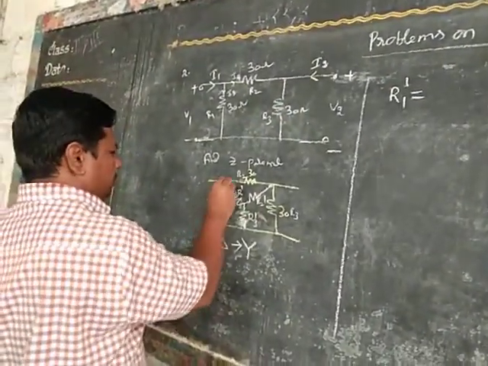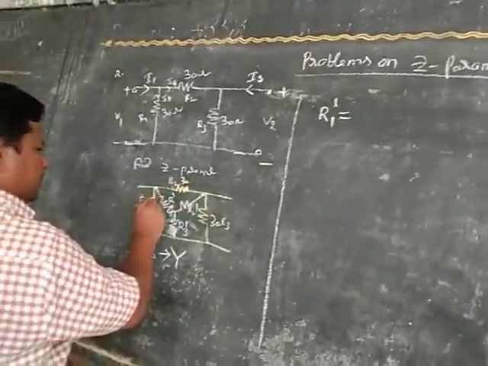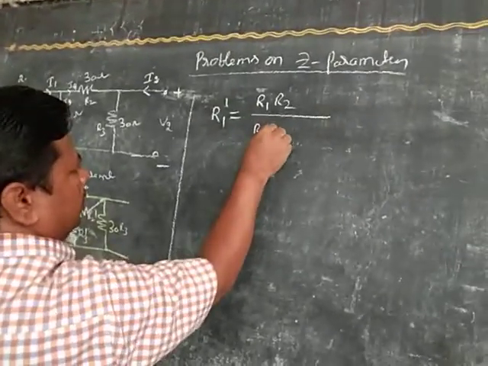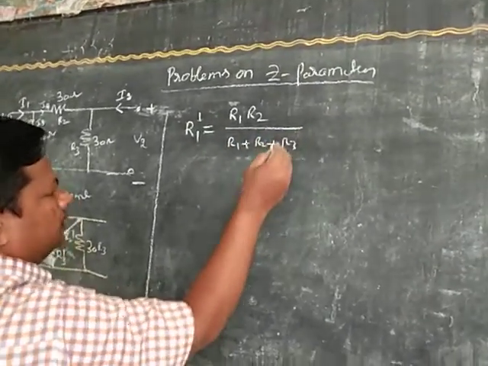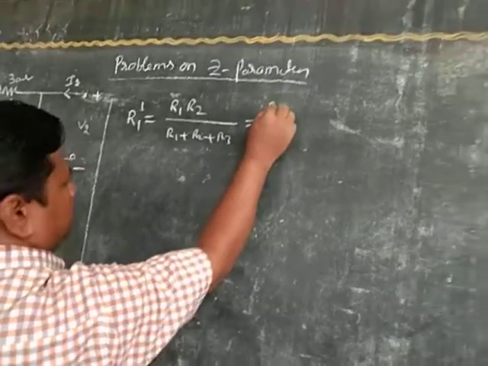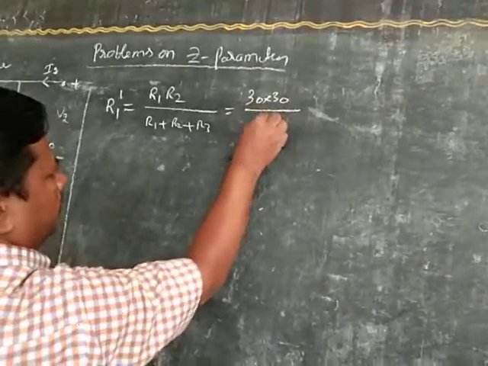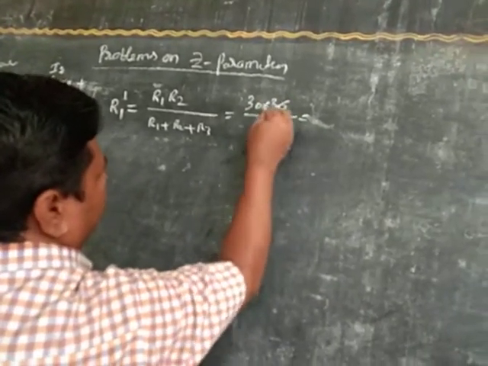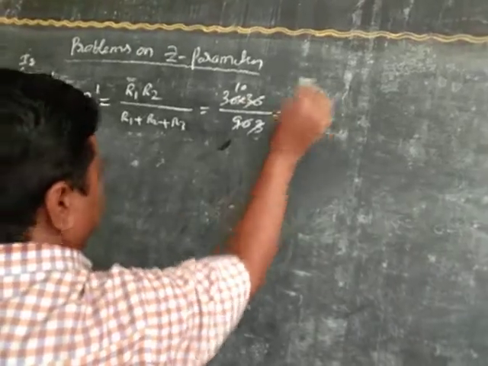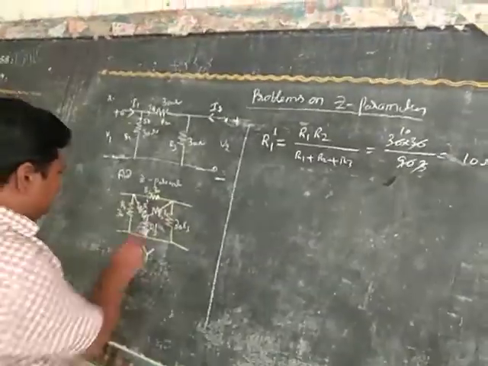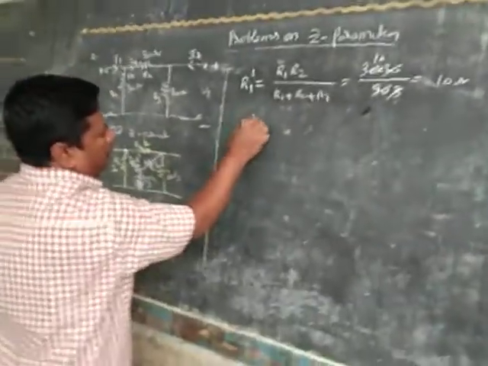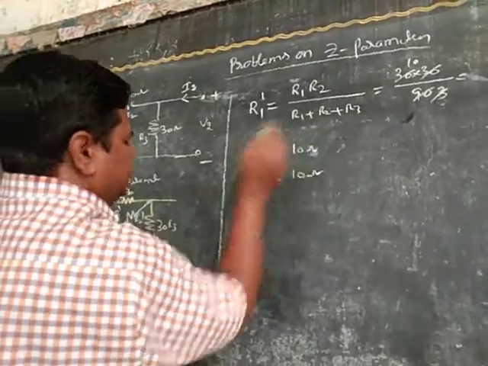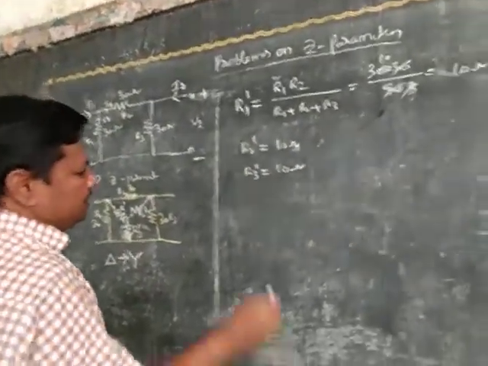R1 dash is equal to, this node connected two resistors R1, R2, R1 R2 by total resistance R1 plus R2 plus R3. All are same values, that is equal to 30 into 30 by 90, that is equal to 10 ohms. Okay, all are same values. That's why R2 dash also 10 ohm, R3 dash also 10.